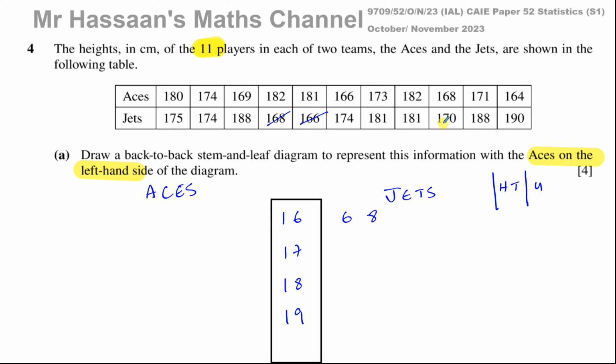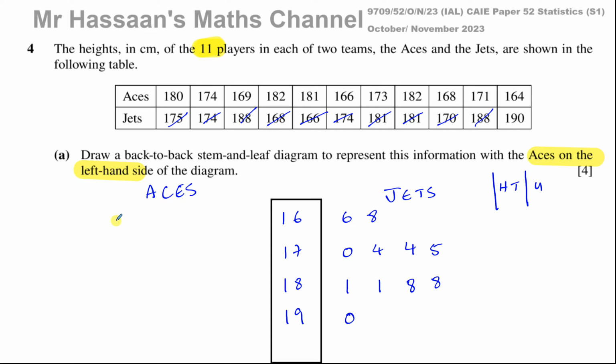170 looks like the next one. So 160 is all finished, and 170 goes down to the next row. The next is 174, there's 2 of them, so we put 4 and another 4. Then 175, so we put 5 as well. That finishes the 70s. In the 80s we have 181 and 181, so a 1 and a 1, keeping these in line with each other. Then we have 188 and 188, so 8 and 8. That leaves 190, so I'll put a 0 here.